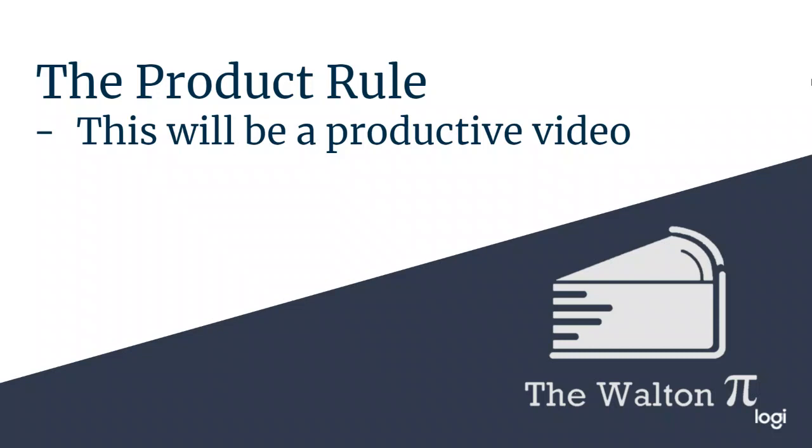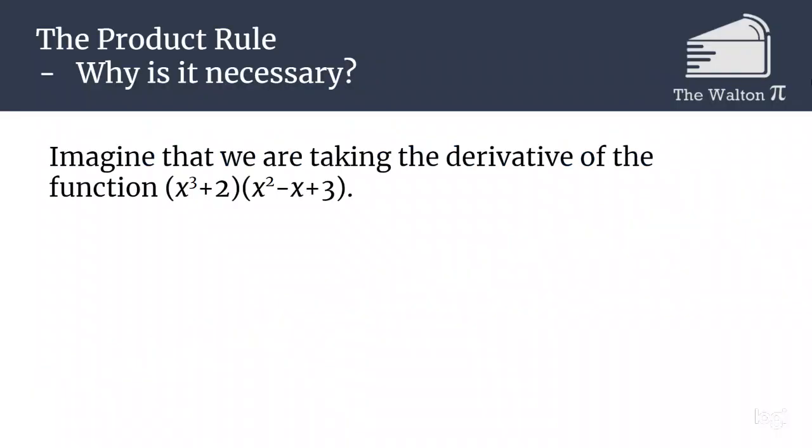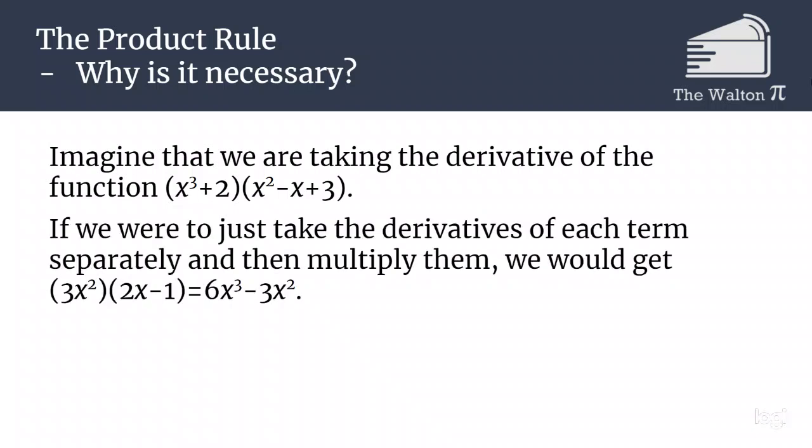Today we're going to be talking about the product rule. So the product rule is going to be very useful because of situations like this. Imagine we're trying to take the derivative of the function x cubed plus 2 times x squared minus x plus 3. If we just take the derivative of the first and then multiply it by the derivative of the second, we would get 3x squared times 2x minus 1, which is 6x cubed minus 3x squared.